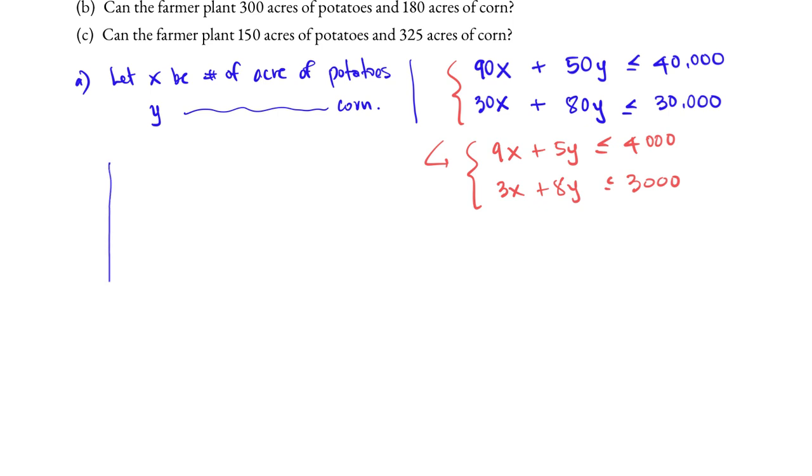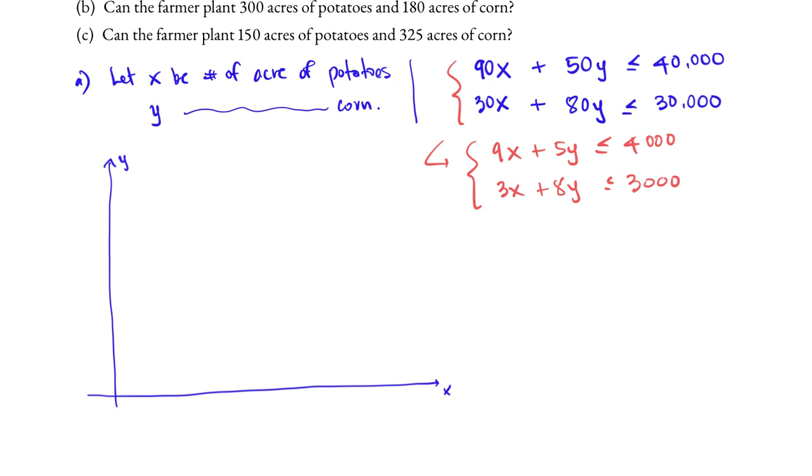There is no negative x or negative y in this case, so we will simply focus on the first quadrant. The reason is that we cannot have a negative number of acres of potato, so x has to be 0 or more, y has to be 0 or more. This means we are in the first quadrant.